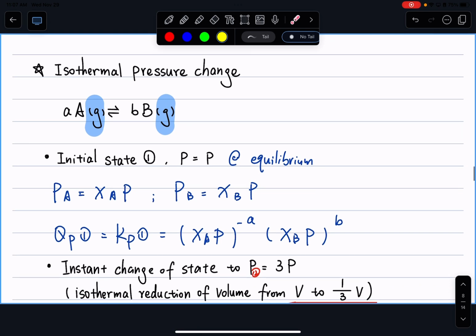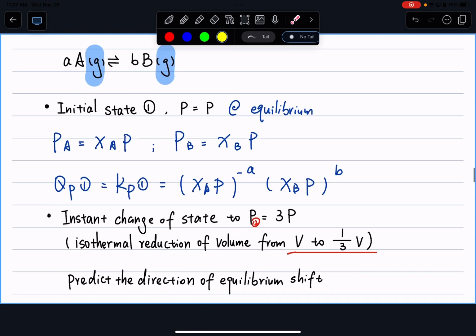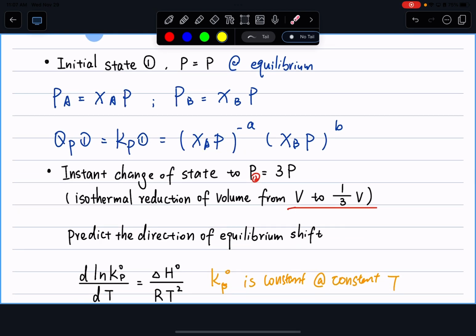Okay, next up, we talk about the isothermal pressure change. Again, like what we said, for isothermal pressure change, it's isothermal, so your equilibrium constant will remain unchanged because temperature is not changing. In this case, we're just looking at the pressure change and how your partial pressure and the reaction quotient change accordingly.